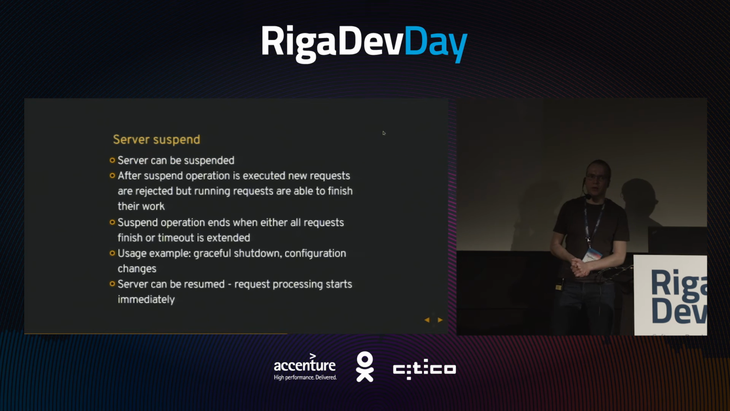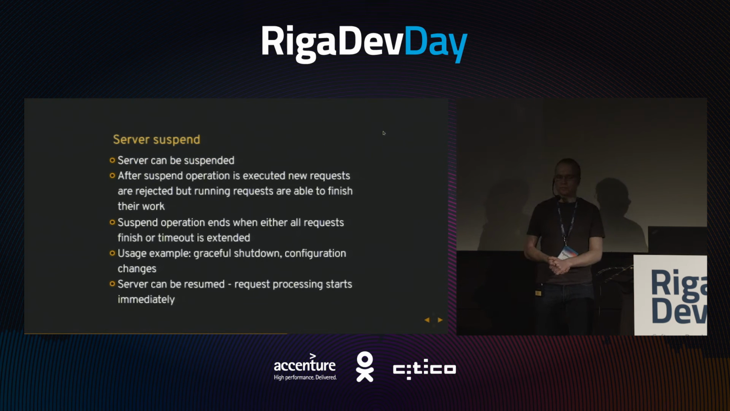So, what are the use cases? Well, the first use case is graceful shutdown. When you want to shut down the server without interrupting any request, we have one operation for it, but this one operation consists of two operations. First, the server is suspended, and then after the suspend operation finishes, when we know that all pending requests were finished, we are turning off the server without interrupting any running requests. So that's the first common scenario.